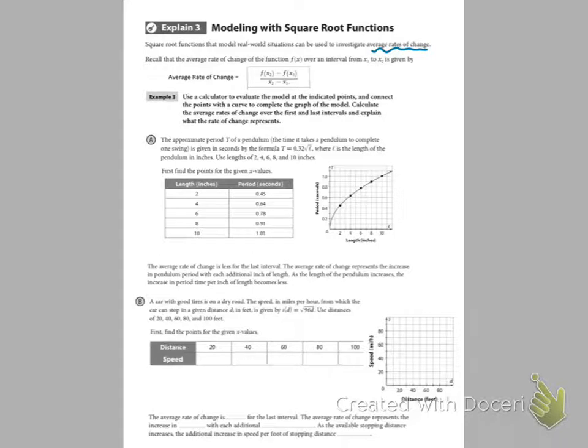Recall that the average rate of change of the function f of x over an interval from x sub 1 to x sub 2 is given by f of x sub 2 minus f of x sub 1 over x sub 2 minus x sub 1, which is really just like saying the slope. It's really like saying y sub 2 minus y sub 1 over x sub 2 minus x sub 1.